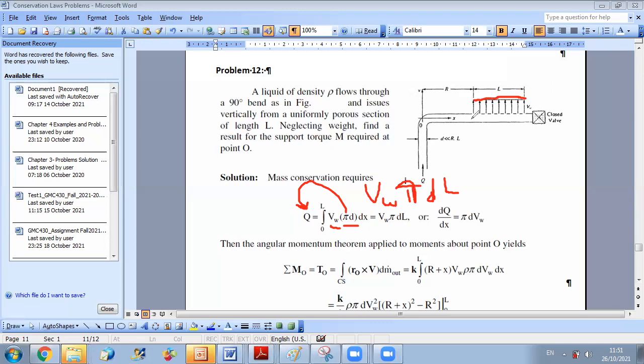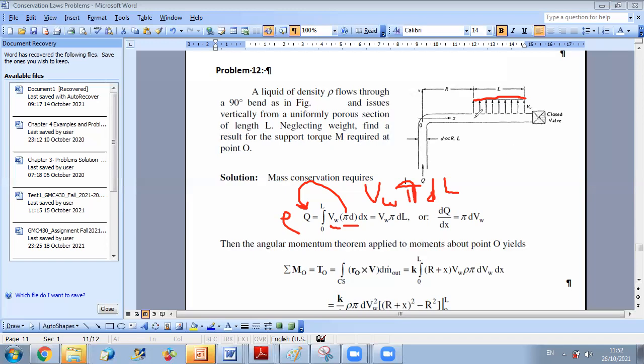You ask what the variable is. It is x, because v is changing with x. So I should find v as a function of x, and then I perform my integral. Okay. So this is first how we get the flow rate, and by multiplying by rho, we can get the mass flow rate m dot.